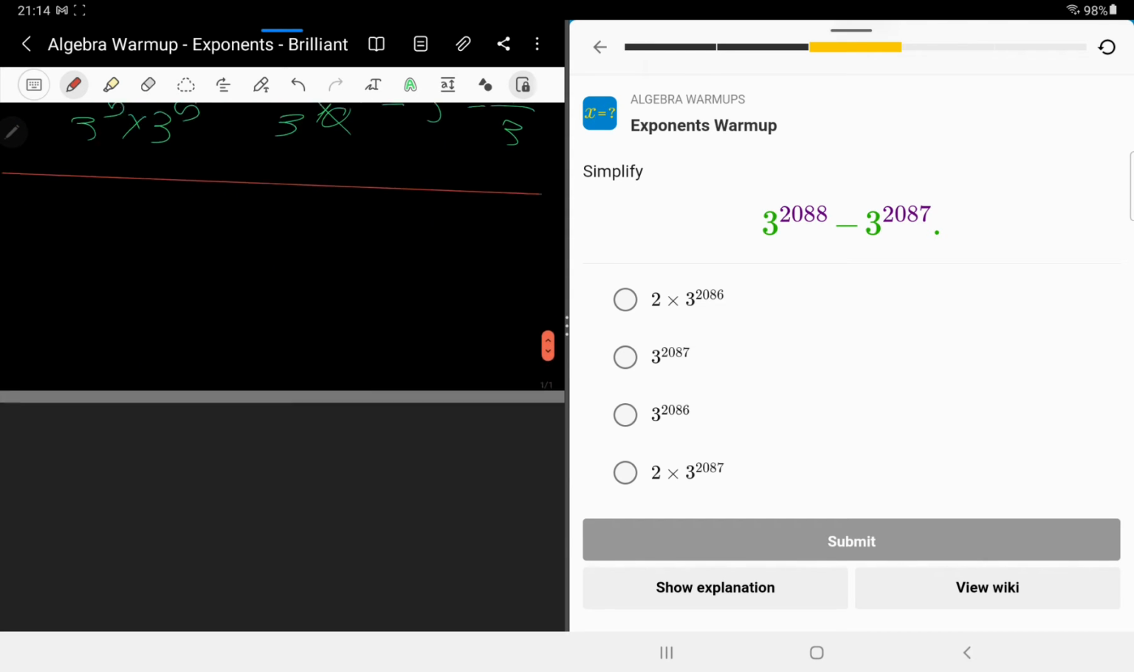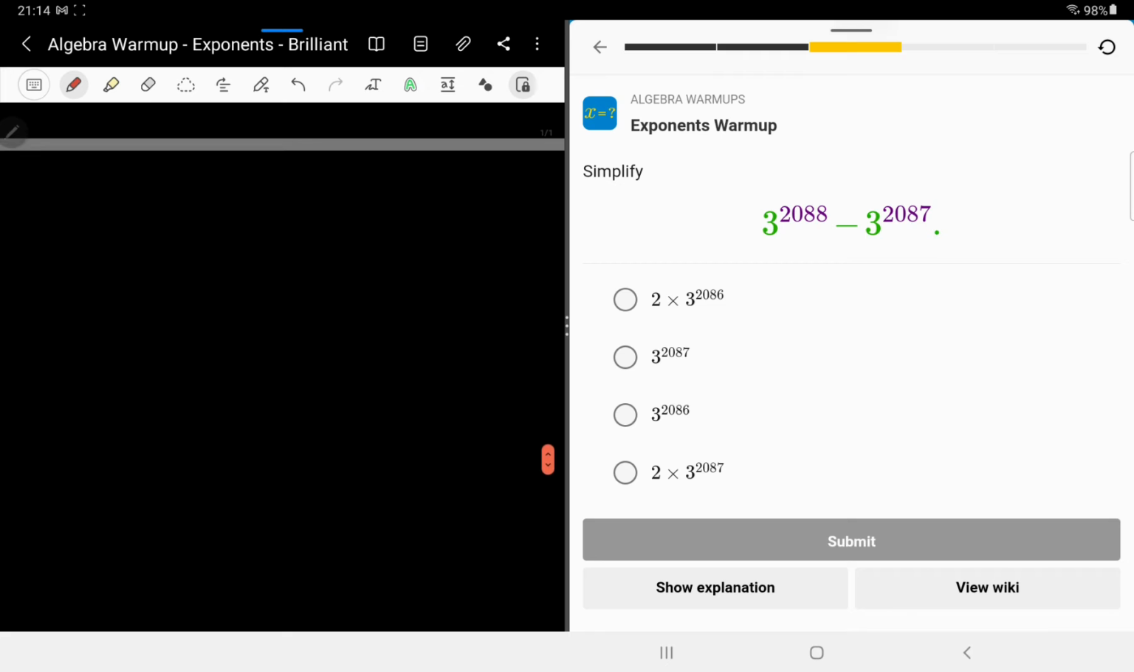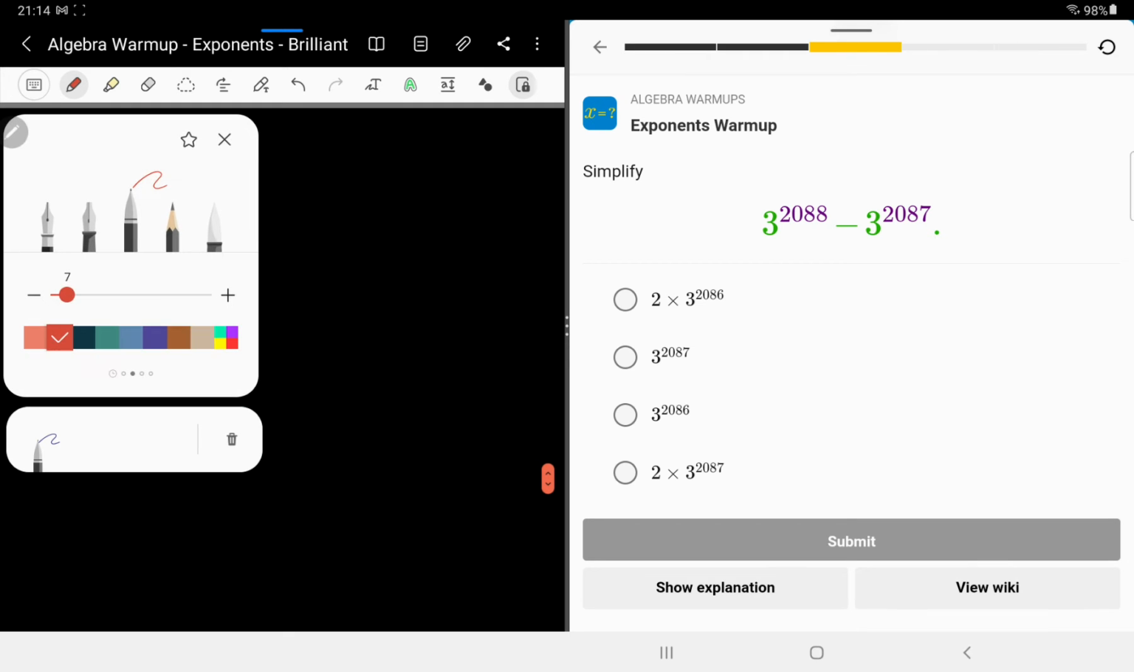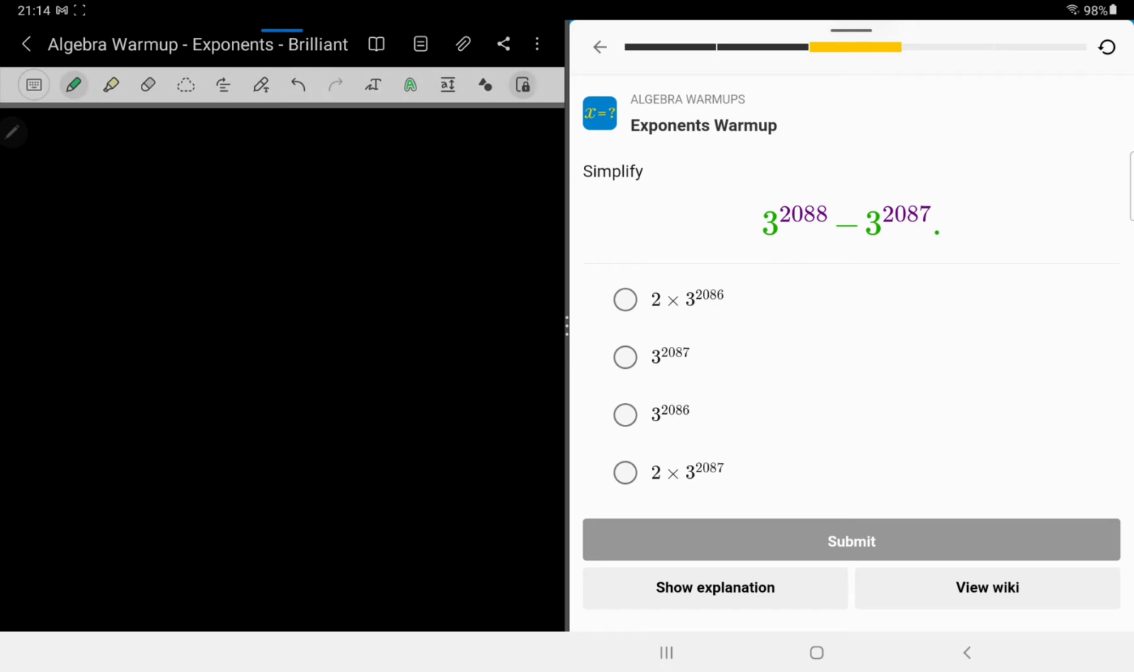Moving on, let's move on to page 2. Get back to our color here. We have 3 to the power of something, so they actually have something with the 3. They kind of love 3, the folks at Brilliant. So 3 to the power of 2088 minus 3 to the power of 287.